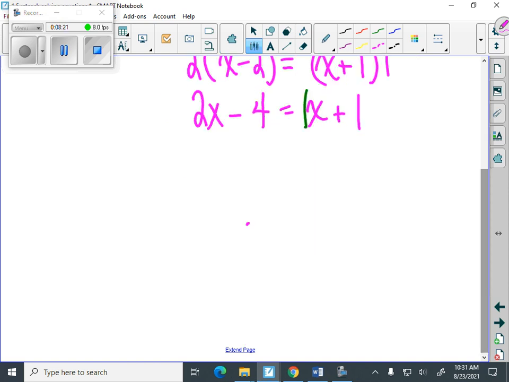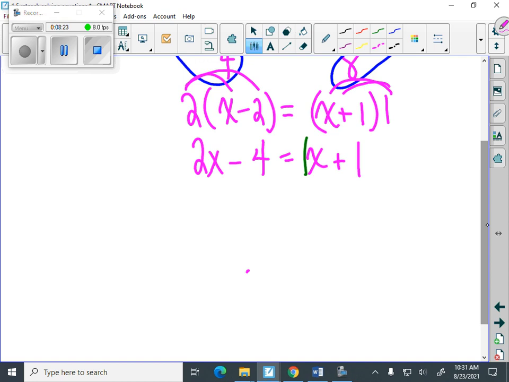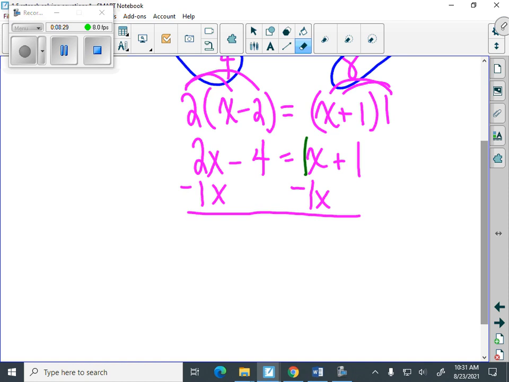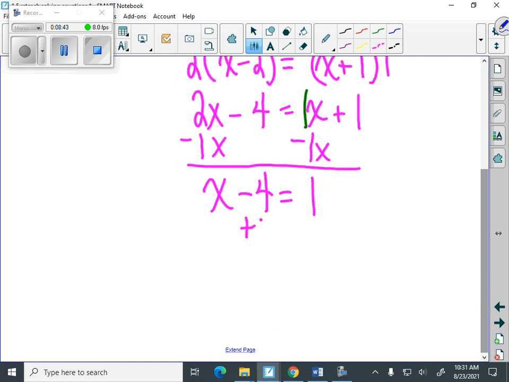So when we come over here to finish this problem, we're going to start by subtracting 1x from both sides. And when we do, 2x minus 1x is 1x. Minus 4 equals 1. And we moved our variable to the left in this case. Now let's move our number to the right. So we get x equals 5.